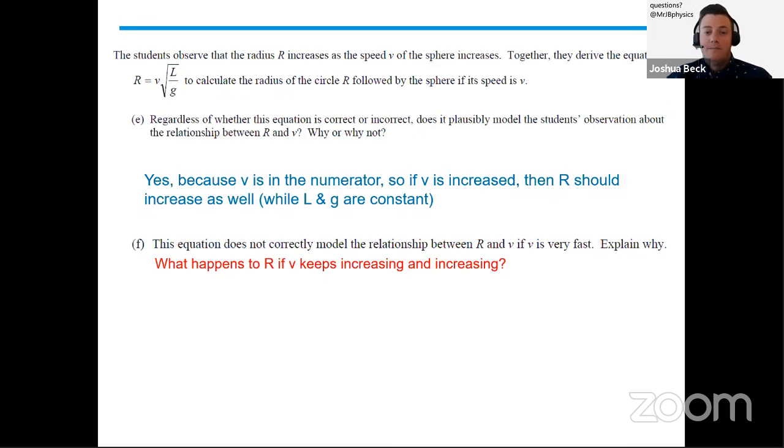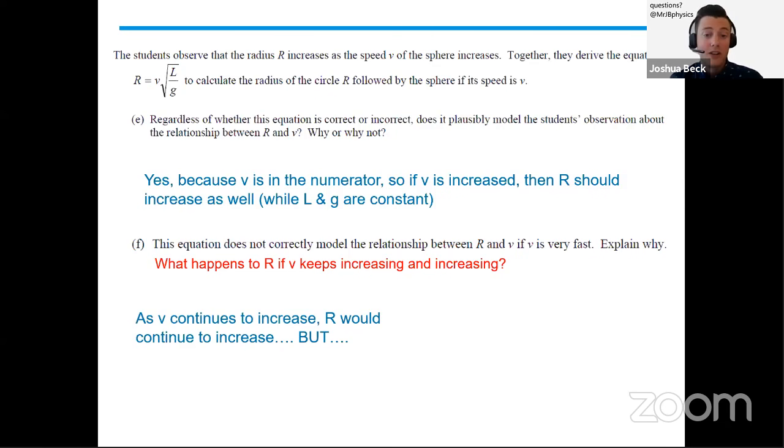Until we get to part F. Why doesn't the equation correctly model this relationship if v is very fast? Well, we just said, what happens to r if v keeps increasing? Well, as v continues to increase, r would increase as well. Okay, that sounds fine.